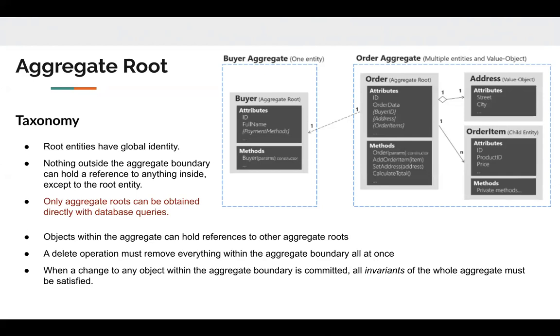The aggregate root has attributes on it, but it has methods on it as well. So when I create a buyer, part of creating a buyer is creating an address and an order item. An order can also be an aggregate root. An address is a value object because it doesn't have an identity. And notice there's not an ID property on it. An order item is a child entity. It has an ID on it, and it has specific information. Entities can reference other entities through ID references.